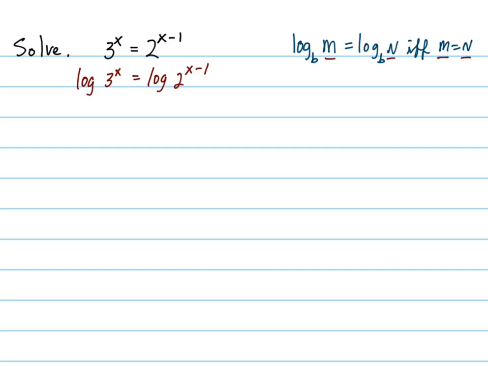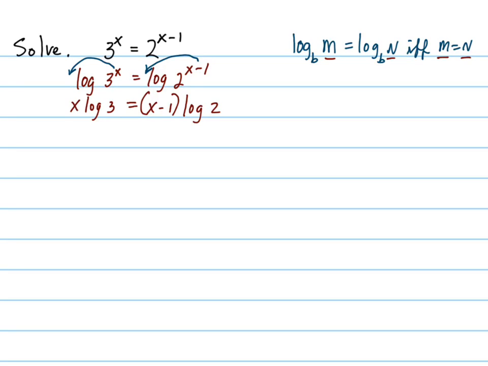So I'm going to go ahead and move this x out front here and this x minus 1 out front here. Let's do that. And we're going to get x times the log of 3 is equal to x minus 1 times the log of 2. Now keep in mind, x minus 1 is a binomial. And so it's that binomial times the log of 2.